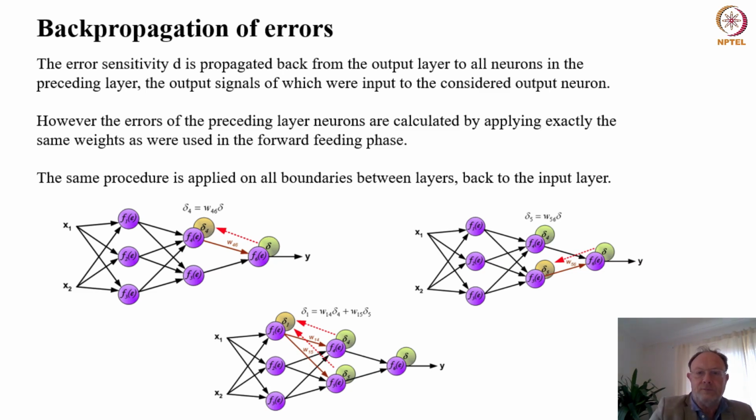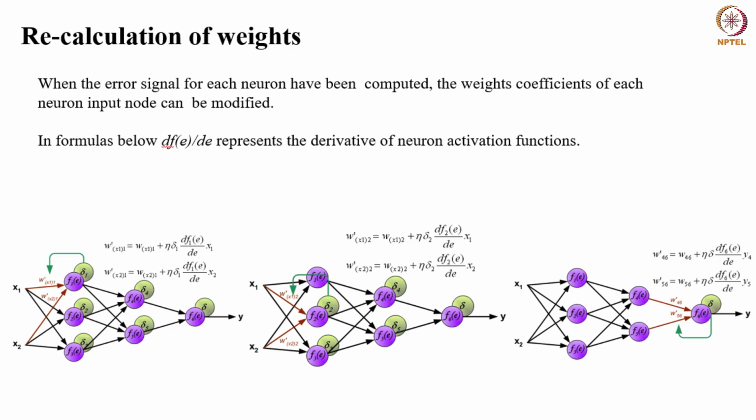When that is done, we can move to the last phase, which is the recalculation of weights. And actually, the recalculation of weights can be done locally for each neuron according to, in principle, the same kind of formula that was used for the single neuron. So to summarize again, the big difference with backpropagation, the big addition, is the backpropagation of errors.